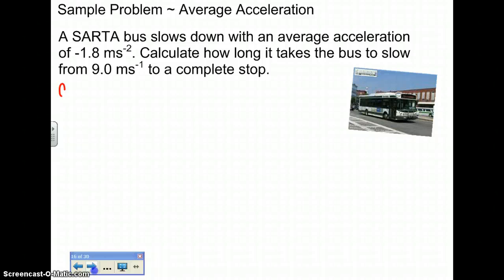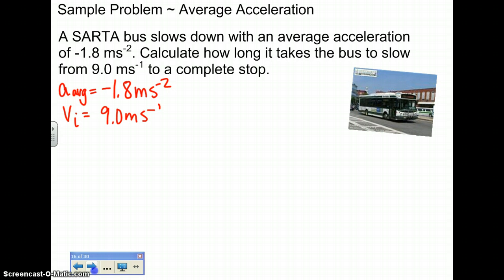So I see an acceleration, more specifically an average acceleration, of negative 1.8 meters per second squared. We also see that we have an initial velocity of 9.0 meters per second, and we have a final velocity of 0 meters per second. We are trying to figure out how long it will take. What unit do you want on time here? Checking it out, you want seconds.